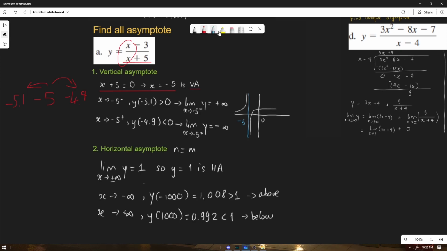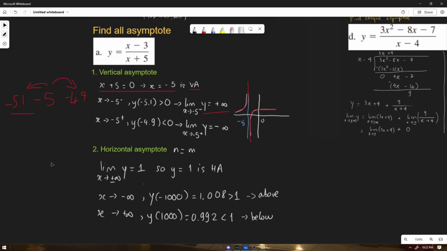We're going to sub into these two x's, and you will quickly get that it is bigger than 0 for negative 5.1. For bigger than 0, the closer it gets to the vertical asymptote, y goes to positive infinity, meaning it's constantly going up closer and closer, in a positive direction. But when x is negative 4.9, it's smaller than 0, meaning it's going to negative infinity for the negative 5. So that's just a simple way of knowing the vertical asymptote.